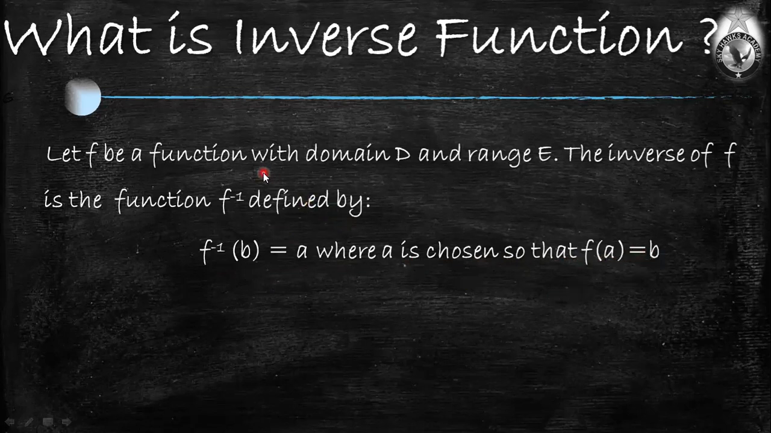So for easy understanding, you can say let f be a function with domain D. Domain is the set of elements from where the images are being plotted. And the range E, that is the second set.